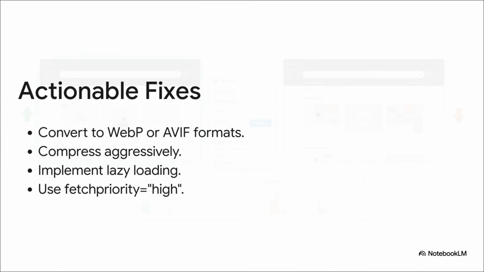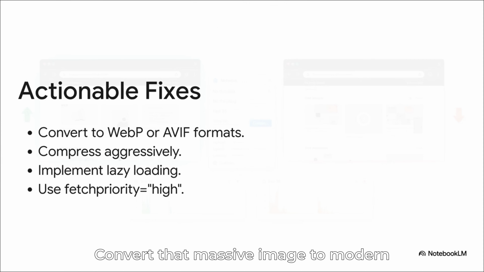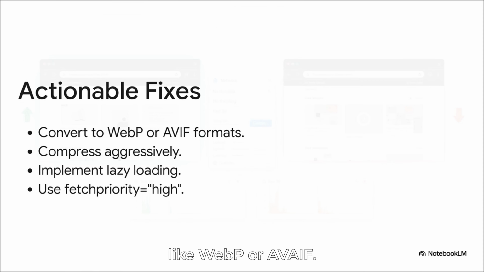But here's the good news. Because we found the exact bottleneck using our new throttling trick, we can hand the engineering team some immediate, highly actionable fixes. The solutions are crystal clear here. Convert that massive image to modern lightweight formats like WebP or AVIF. Compress the life out of it. Implement lazy loading so the below-the-fold images don't block the critical stuff. And finally, drop in a fetchpriority=high attribute for the assets that actually matter for getting paid.